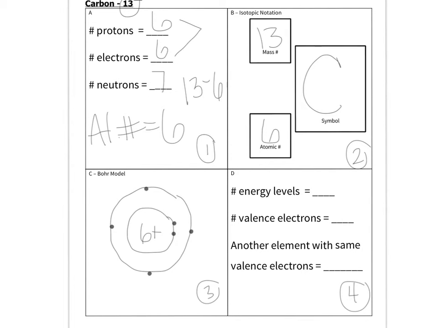The energy levels, we have 2 rings, so 2 energy levels. We've got 4 electrons in the outer ring, so that means 4 valence. And then we just need to look on the periodic table, find carbon, find another element in the same column. And I usually just use the one that's right below it, so I'm going to use Si.